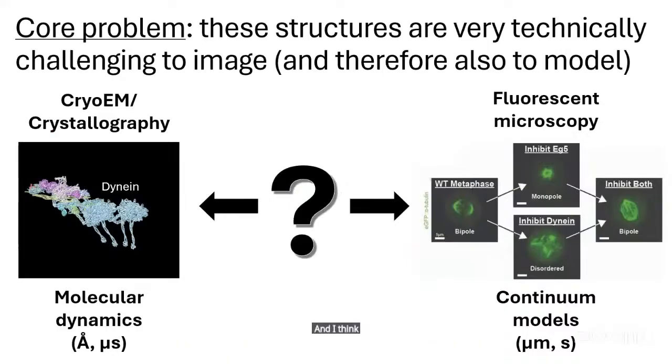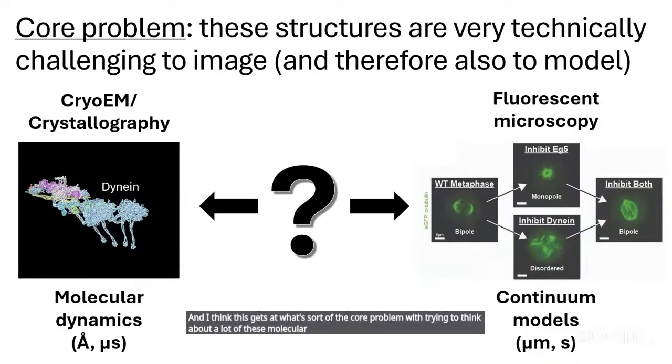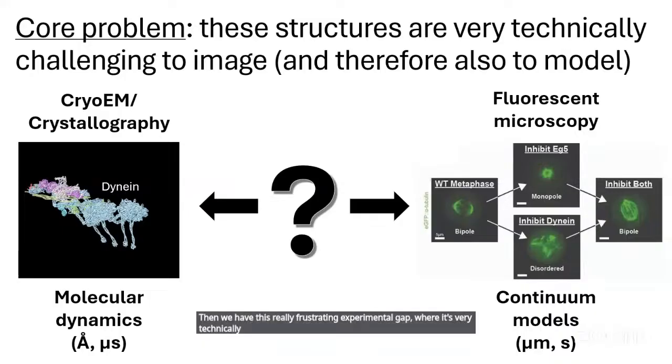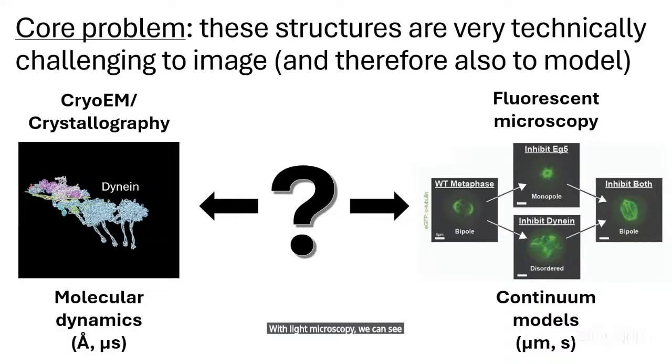And I think this gets at the core problem with trying to think about a lot of these molecular to cellular questions: we have this really frustrating experimental gap where it's very technically challenging to observe individual molecules interacting in a cellular environment. With light microscopy, we can see the entire cell and develop continuum models at the length scale of microns and the time scale of seconds.